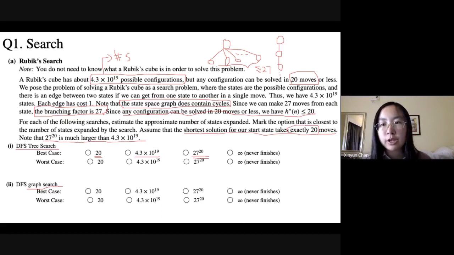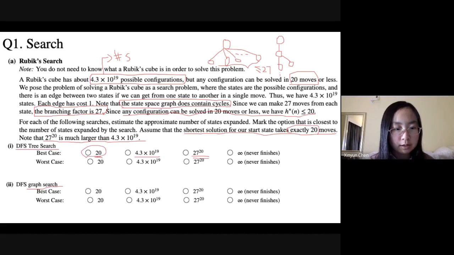Then we backtrack. Then we can explore the next path. So basically, for the best case of DFS tree search, let's say the first path we explore happens to be the optimal solution. Then it means that we only need to visit exactly 20 states in this search. So for DFS tree search, the best case only takes 20 moves.